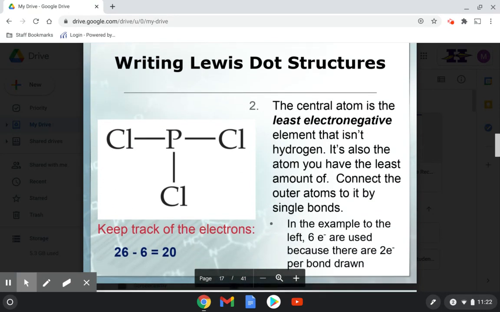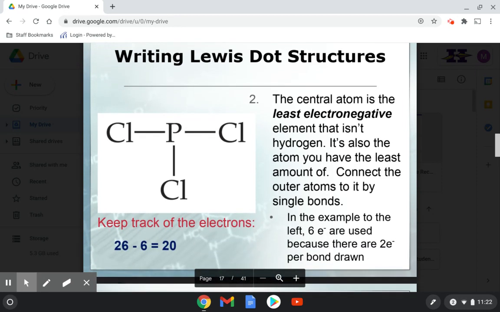When we write out this molecular polyatomic compound, the central atom is going to be the least electronegative element. So that is going to be seen in the middle, okay? Except for hydrogen. Hydrogen is its own rule in itself. The central atom is also the atom you have the least amount of. So what you're going to do is connect the outer atoms to it by single bonds.